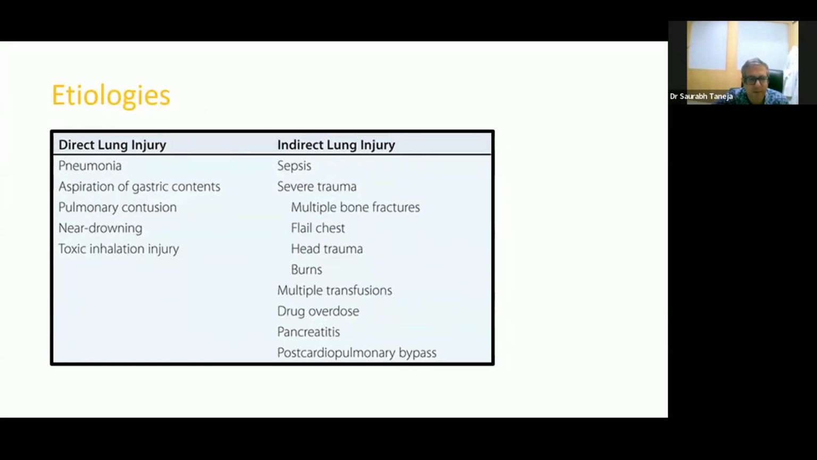If you see on the left side, the direct lung injury or pulmonary causes include pneumonia, aspiration of gastric contents, pulmonary contusion when you have a trauma patient, and toxic inhalation injury, which can directly affect the lungs. When you talk about indirect lung injuries, the two most common things we deal with are severe trauma, sepsis, and pancreatitis. These are the patients who come to us with indirect lung injury.